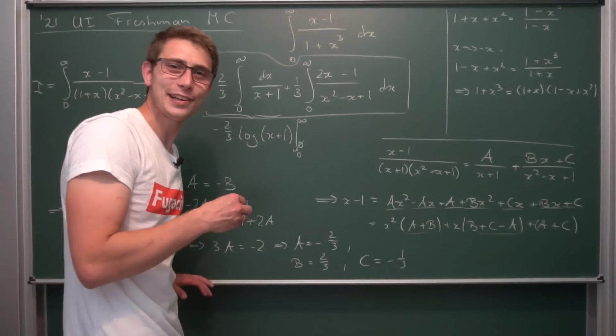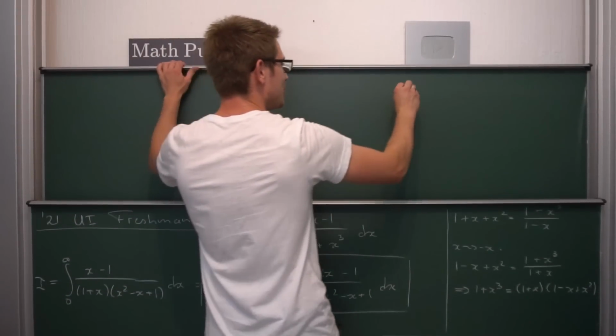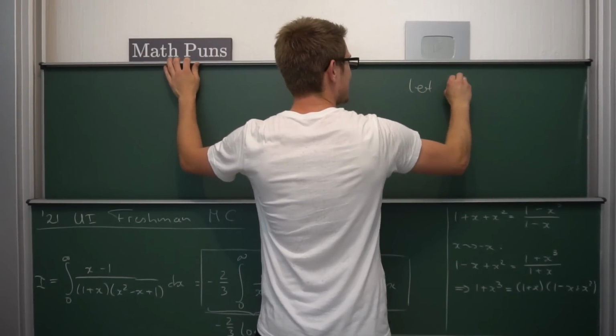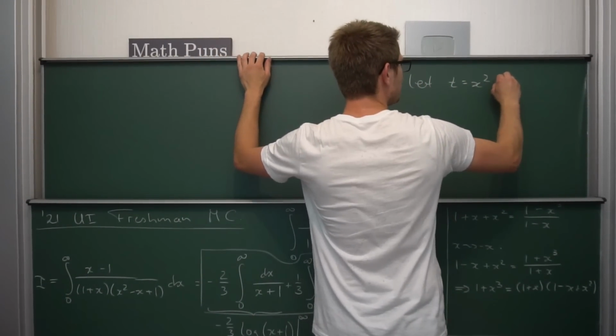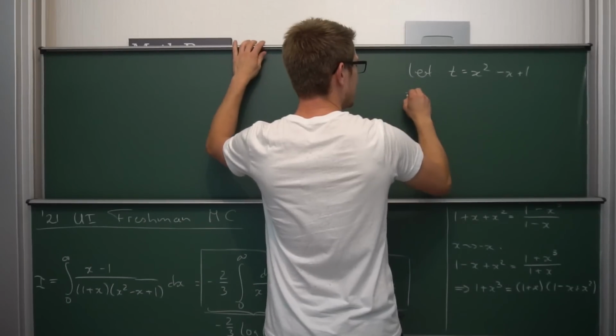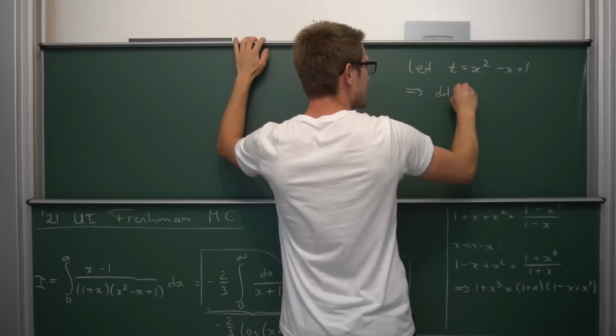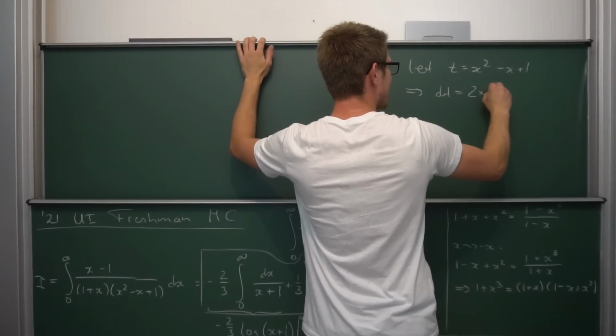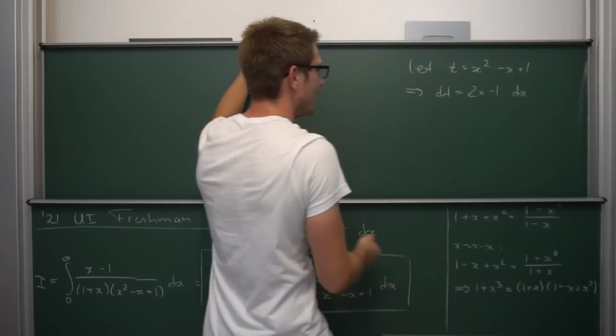Let us introduce a little tiny sexy substitution. Let t be equal to x squared minus x plus 1. So if we implicitly differentiate both sides, we get dt is equal to 2x minus 1 dx.